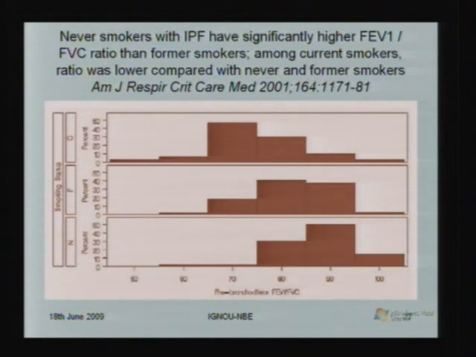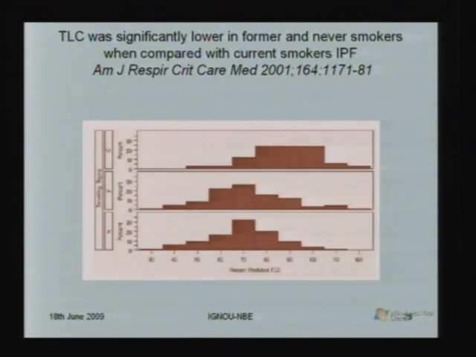Now, you find here that the never smokers with IPF have a significantly higher ratio of FEV1 to FVC than former smokers. The top panel here refers to the current smokers, and the middle and the lower panels refer to the former smokers and the never smokers. Again, you find that the TLC was significantly lower in former smokers and never smokers when compared to the current smokers represented by the top panel in IPF patients.